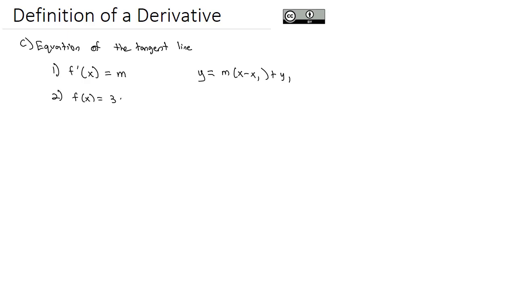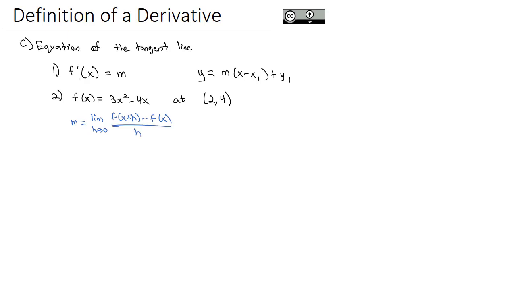function like 3x squared minus 4x at any point. Let's say the point 2, 4. The first thing we're going to do here is find the slope of the tangent line, which is equal to the limit as h goes to 0 of f of x plus h minus f of x all over h.